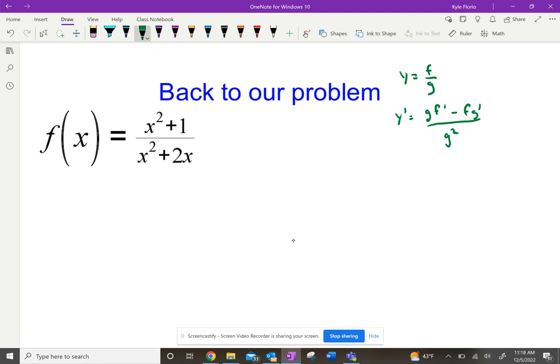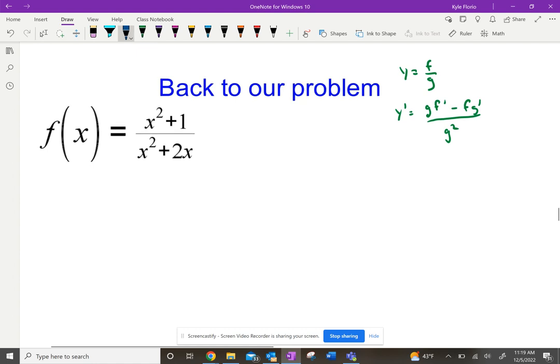You're going to hear me saying this enough times where whatever I just said will eventually make sense. But the bottom function times the derivative of the top minus the top function times the derivative of the bottom over the bottom function squared. Why is this the case? Again, we could prove it with the limit definition, but for now, let's do it.